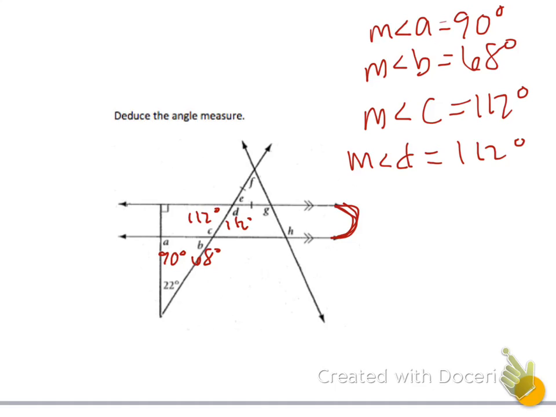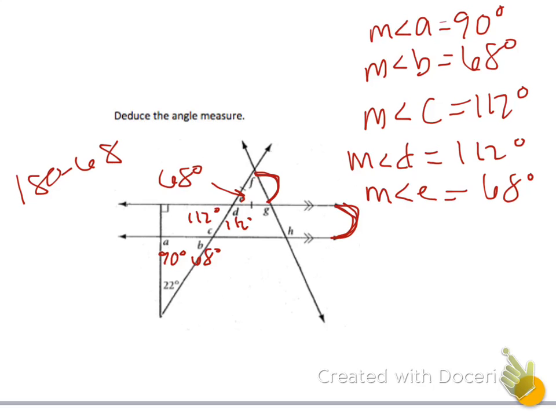Okay, D and G are same side interior angles. Let's do E though. So the measure of angle E. D and E create a straight line, so I could take 180 minus 112 to get E, so 68 degrees. So we know E is 68 degrees, and we know those sides are the same. That means these two angles here should be the same.